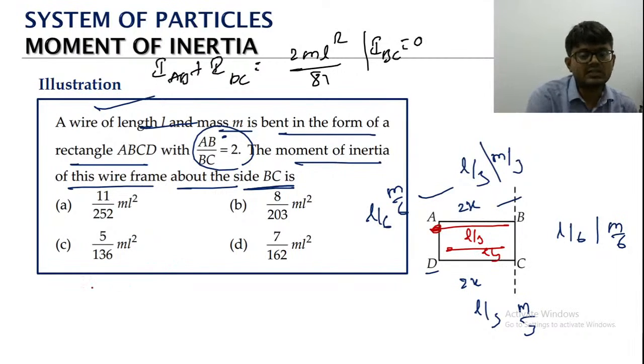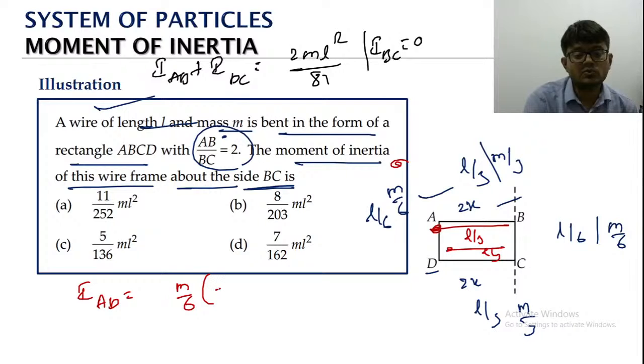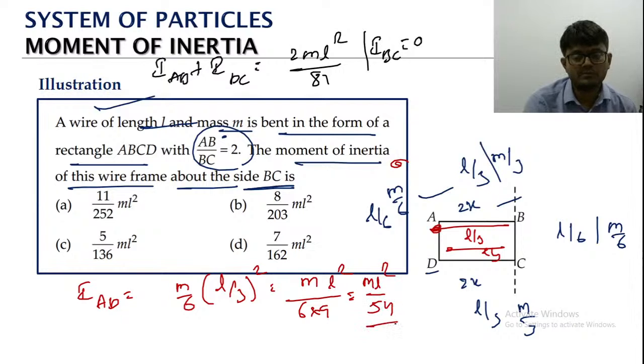So the moment of inertia of the portion AD will be equal to the mass of the AD portion, which is M by 6, into the fixed distance squared. L by 3, the square will come. So M into L square by 6 into 9. 9 6s are 54. So M L square by 54.